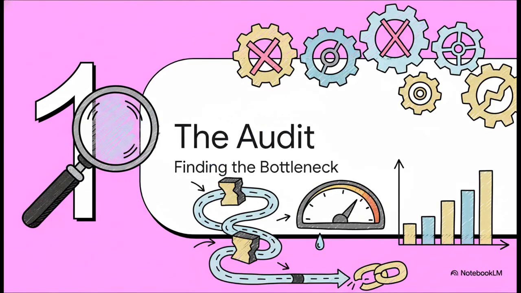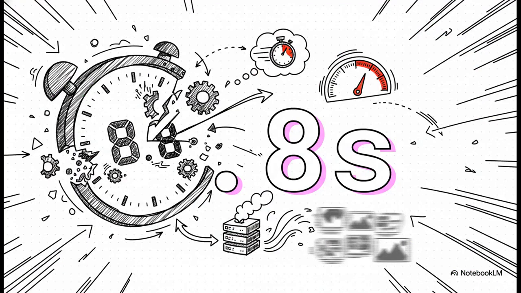All right, first things first. Before you write a single line of code, you have to play detective. The number one rule of optimization is measure first. You can't fix what you can't see, so let's figure out exactly what we're dealing with. And here it is, our starting line. A largest contentful paint time, or LCP, of 8.8 seconds. Whew, that is rough. To give you some perspective, Google aims for under 2.5 seconds. So yeah, we've definitely got some work to do.